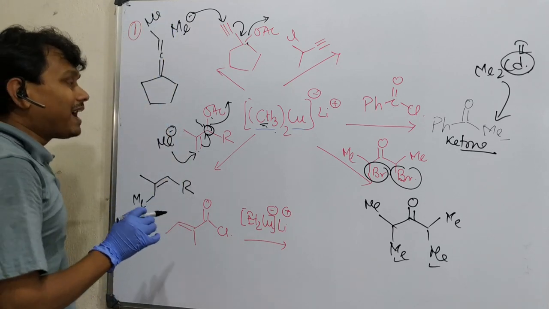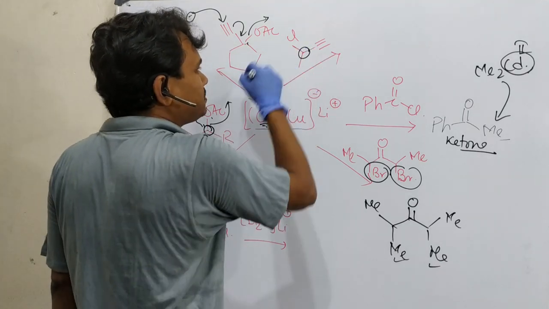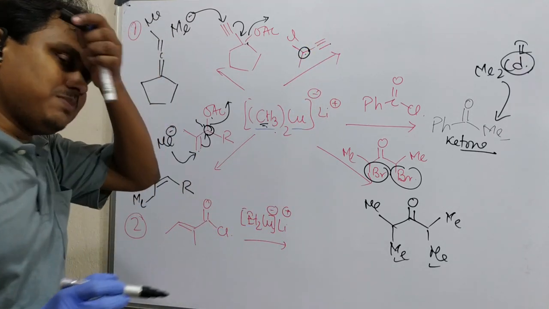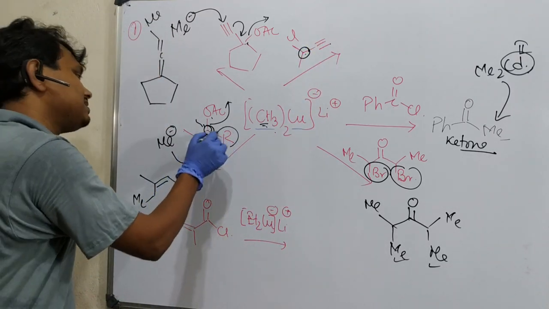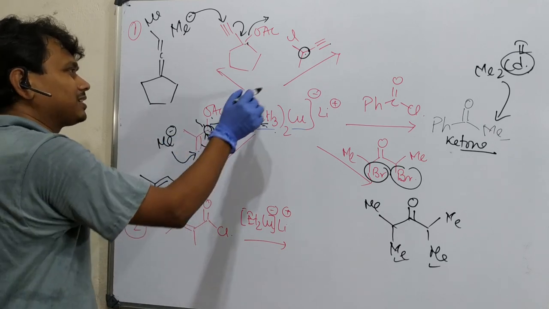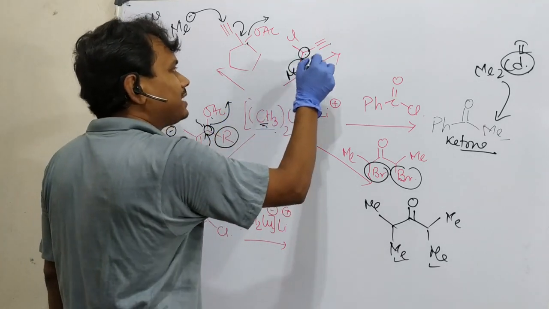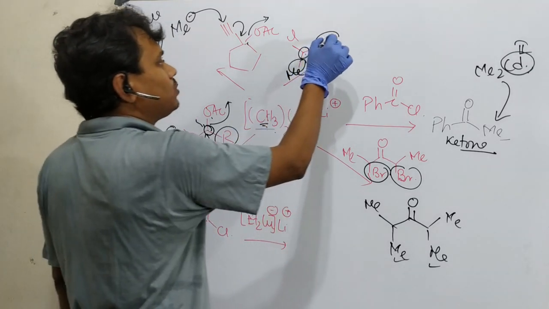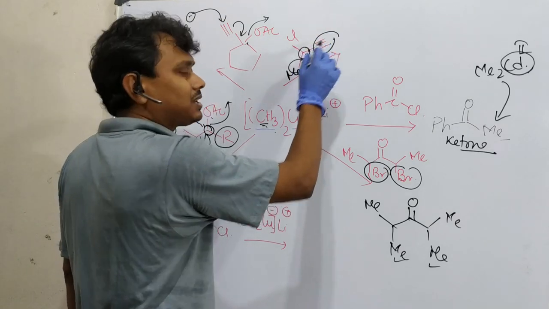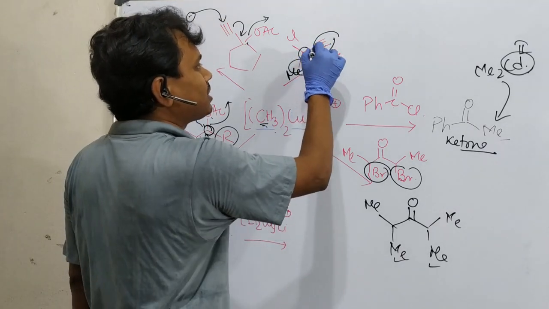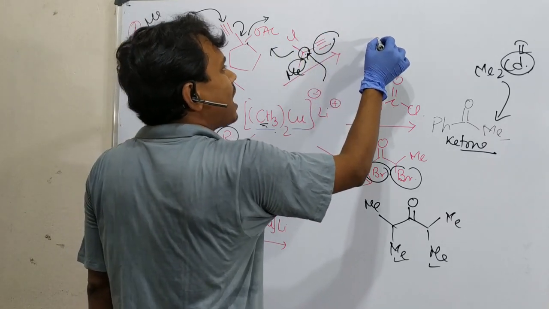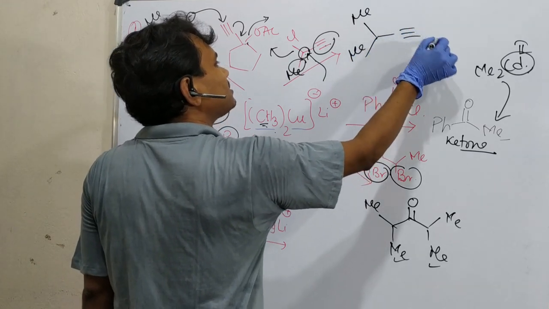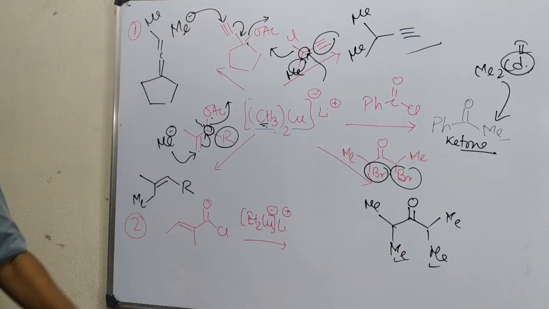But interestingly, here there is a secondary center, but relatively less bulky. Now you may be confused that this R is a relatively bulky group. This is also a relatively bulky group, but this is methyl and this is an sp carbon, needle shaped, an acetylene moiety. So in this case the bulkiness factor will not dominate, and ultimately this methyl will attack here and it will leave. So the ultimate product is this: methyl, methyl. Okay, so you should keep this interesting thing in mind.